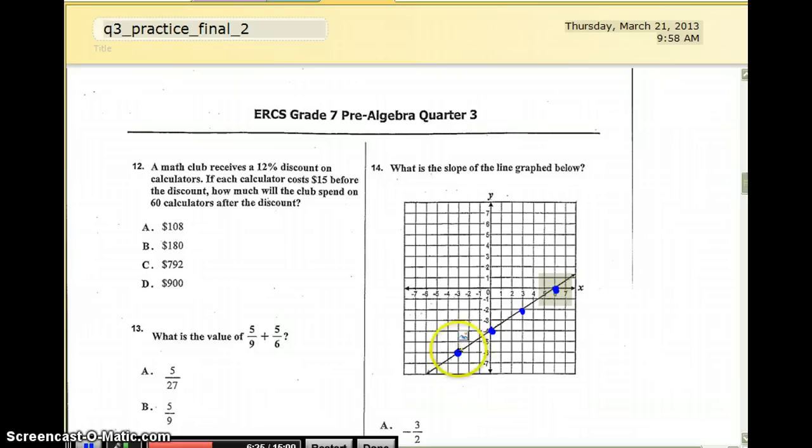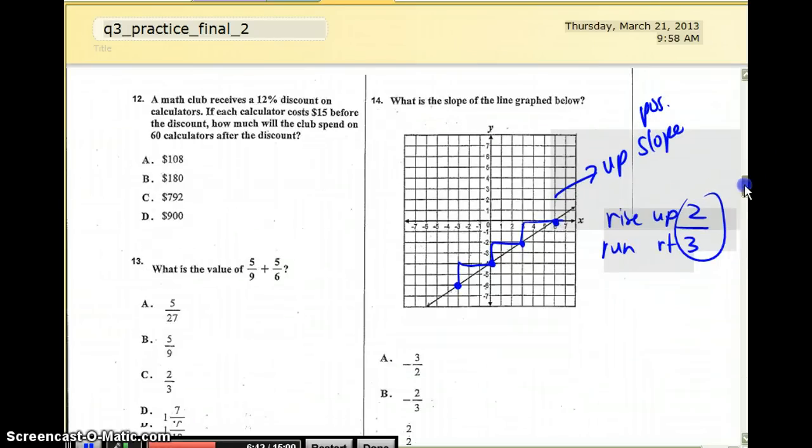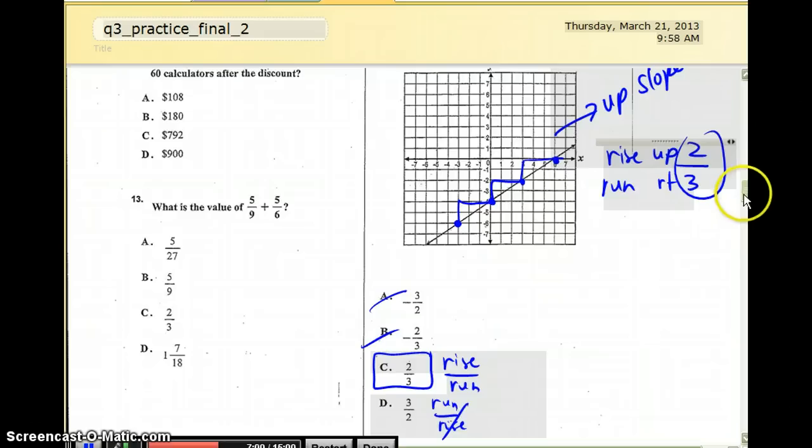Okay, and when I count up over my slope, my rise is going to be up 2, and my run is going to be right 3. So that's my fraction, and I know that it's upward sloping, so it's going to be positive. So I'm going to look for the positive answer, which is going to be C or D, and it's going to be C because C represents rise, run. D is incorrect because it's run, rise, and we don't want run, rise. And then clearly not A or B because we don't want the negative answers.